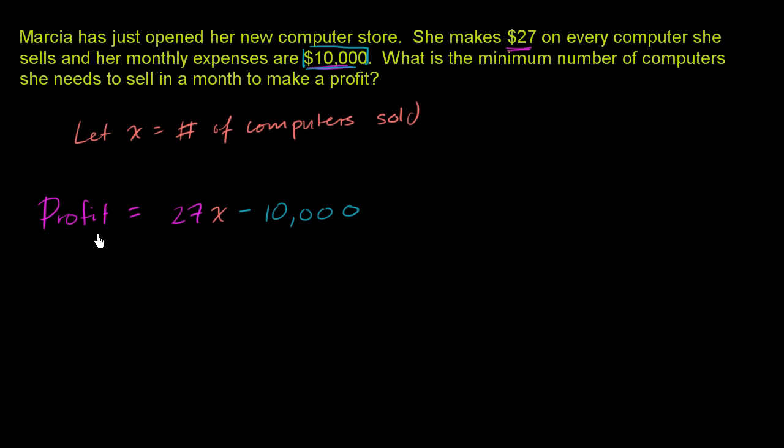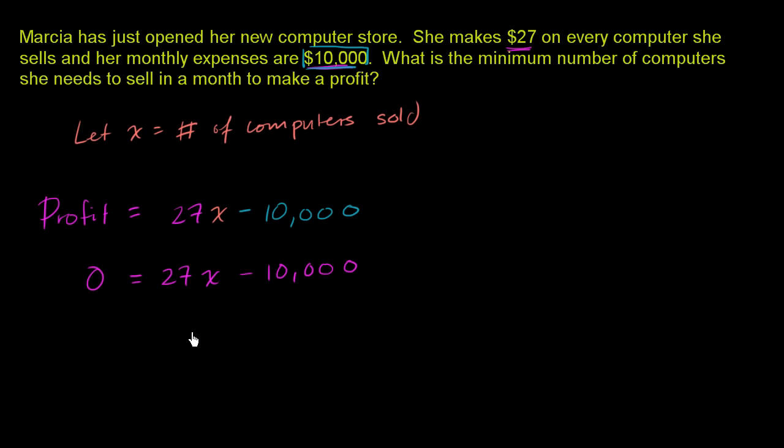What we care about is making a profit. We want this number to be greater than 0. So let's think about what number of computers would get us to 0, and then maybe she needs to sell a little bit more than that. So let's see what gets her to break even. Break even, that's 0 profit, neither positive nor negative, is equal to 27x minus 10,000.